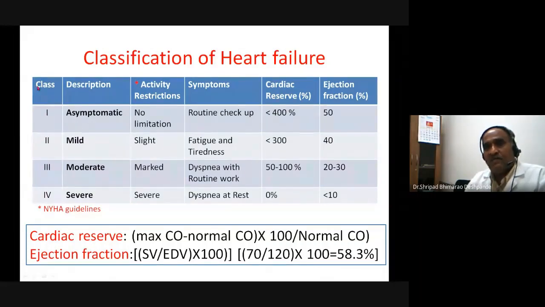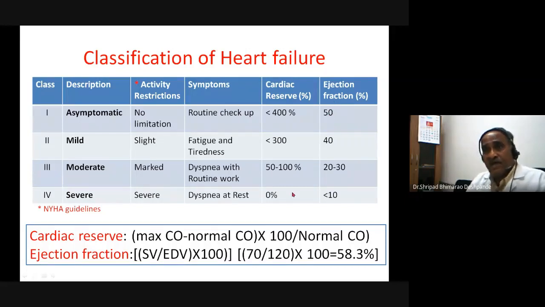Now, what happens in class 1? Class 1, according to the NYHA, that is the New York Heart Association. These persons are asymptomatic. They do not have any problem. They have come for a routine checkup. Now, you have discovered some abnormalities here in the cardiac reserve. And the cardiac reserve is less than 400%. And then you looked into the ejection fraction, it was less than 50%.